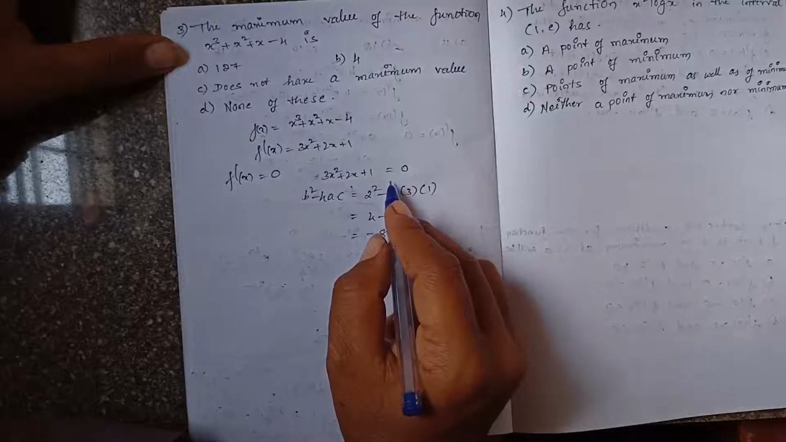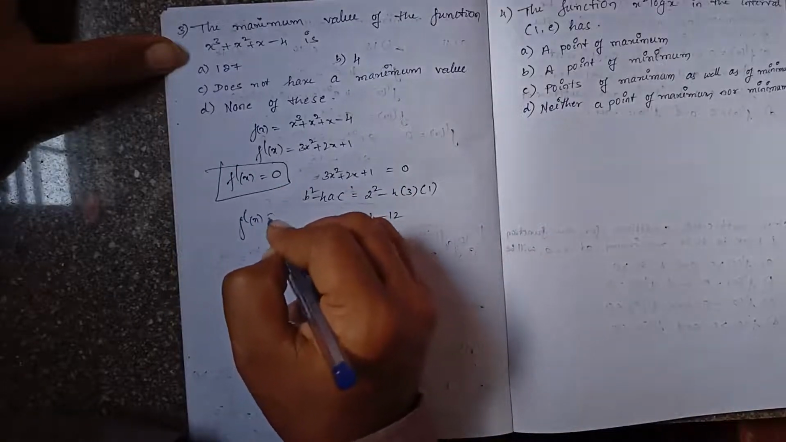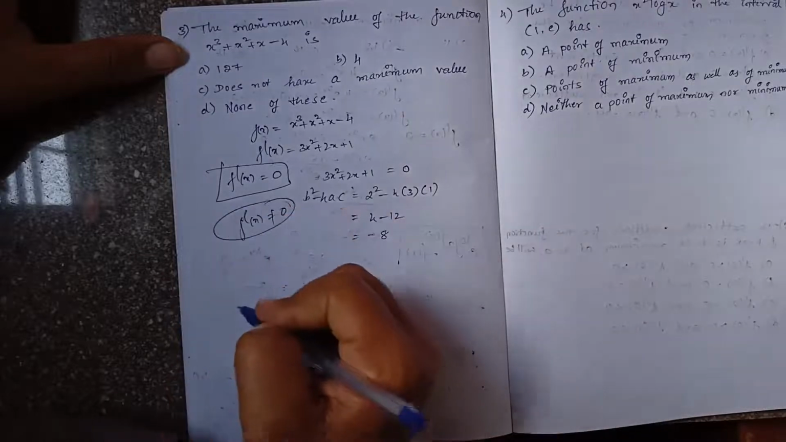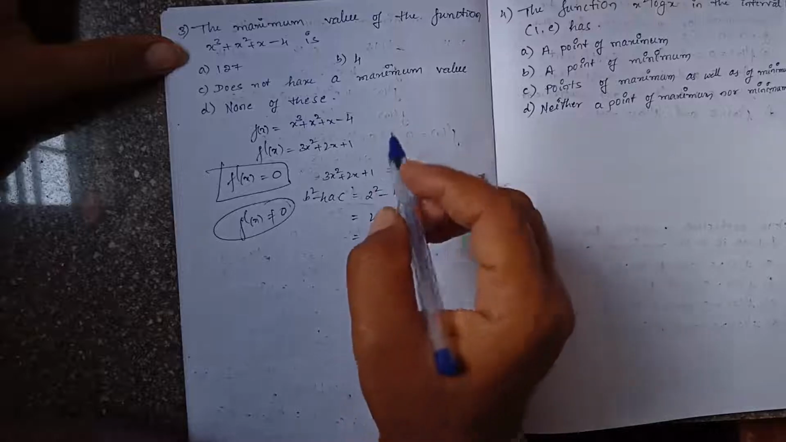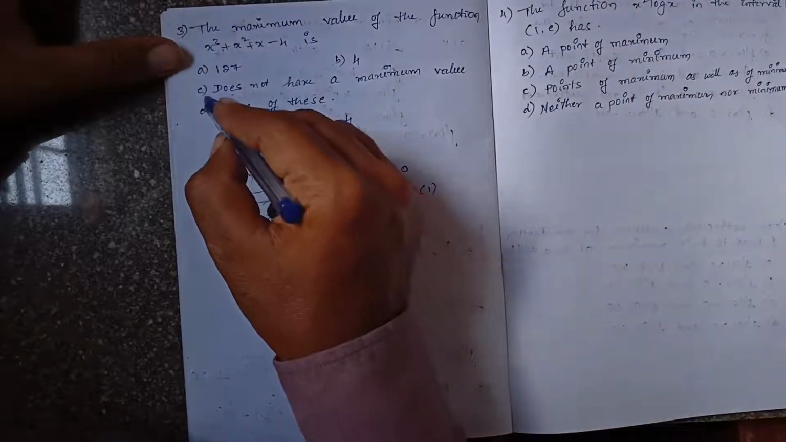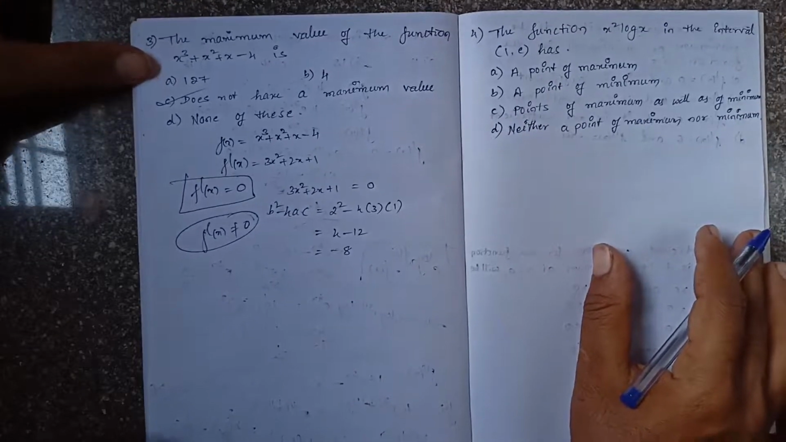So what we can say here is f dash of x is not vanishing. F dash of x is not equal to 0 at any value of x. With this we can analyze: no maximum, no minimum value. Which option here doesn't have a maximum value? Option C is the correct one.